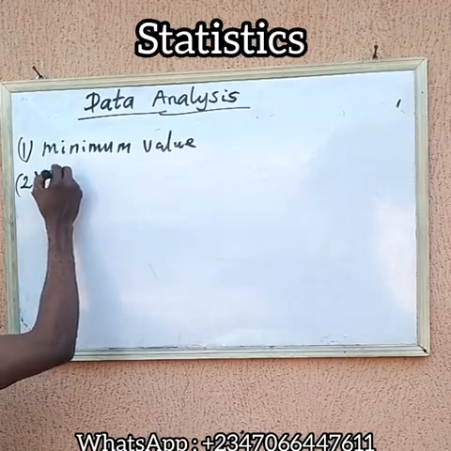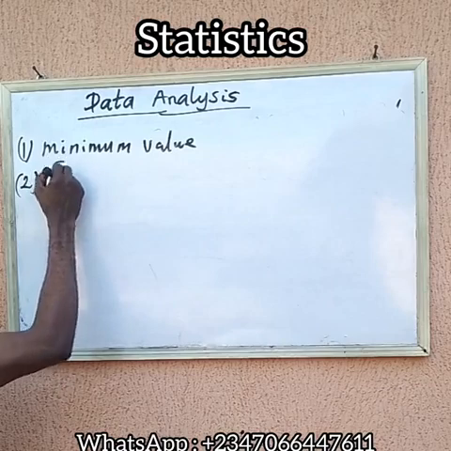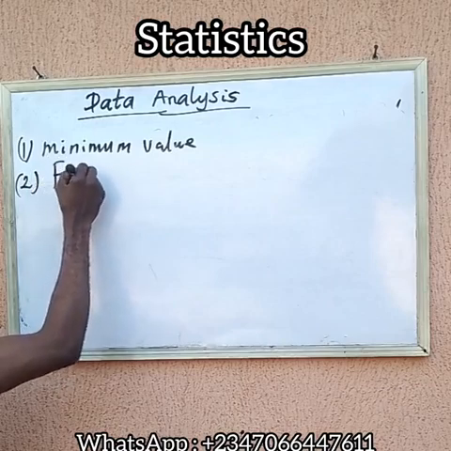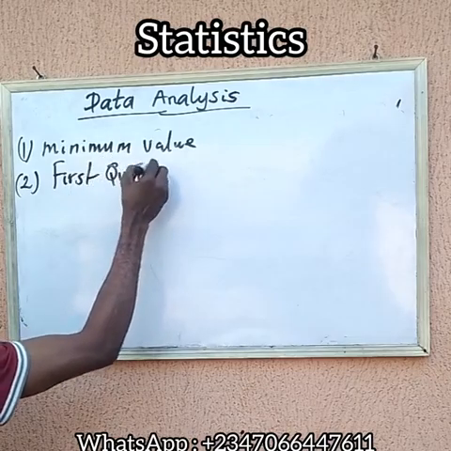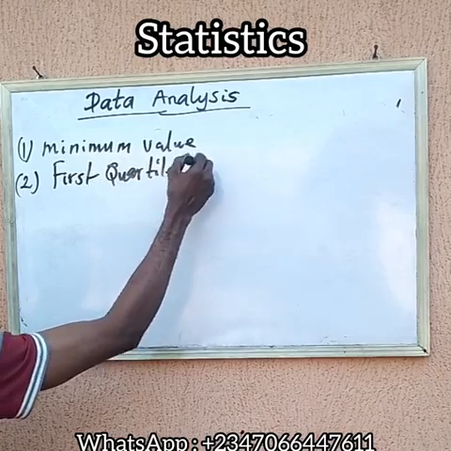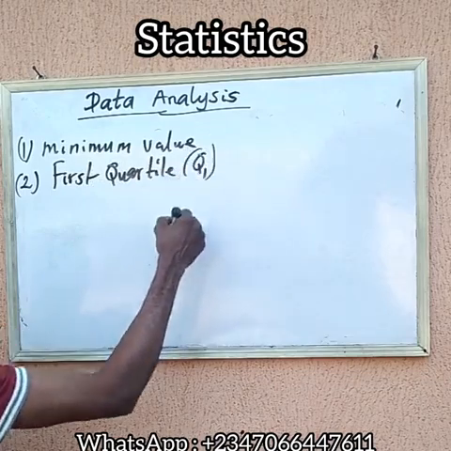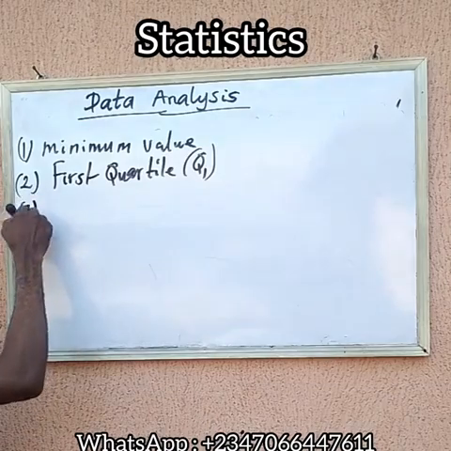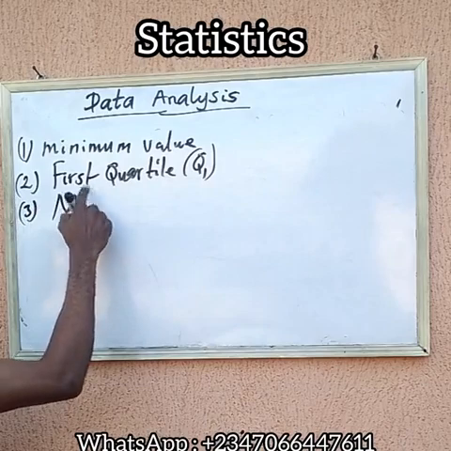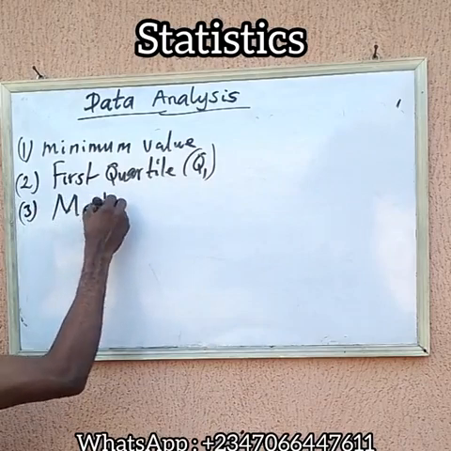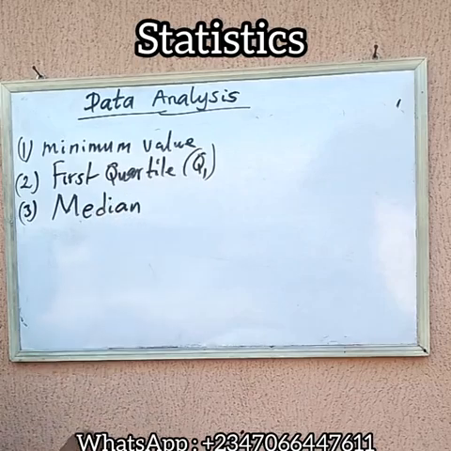Okay, no, first quarter. We have first quarter, and this is known as what? Q1. Okay. Then the third number is the median. We look at the median. From that distribution, we look at the median.